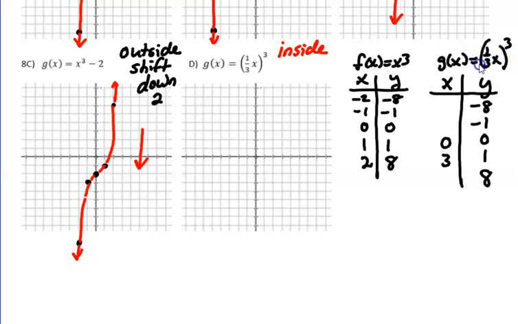To get 8 for y, this quantity would have to equal 2, so 1/3 of what would give me 2? X would have to be 6, because 1/3 times 6 is 2, and then 2 cubed is 8. And this would have to be negative 3 and negative 6. So notice that the stretch is, I'm actually getting points that are wider or farther away. So instead of -1, -1 or -2, -8, now I have -6, -8. Then I have -3, -1, 0, 0, 3, 1, and 6, 8.